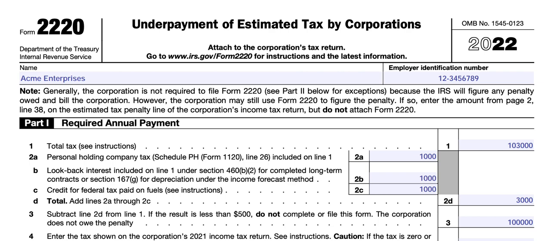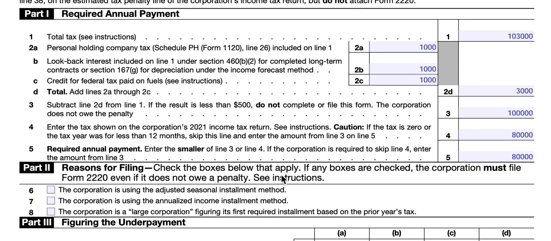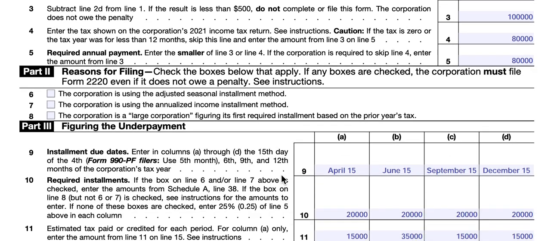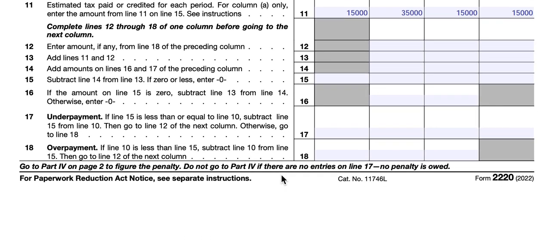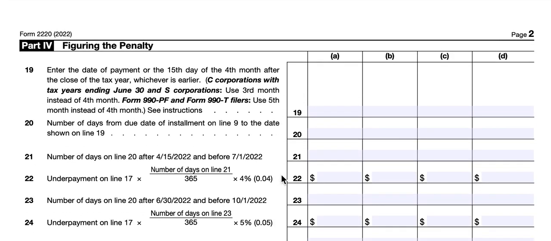So there are 4 parts to the tax form itself. There's Part 1, which is the required annual payment. There's Part 2, which is reasons for filing. Part 3, which is calculating the underpayment. And then Part 4, which is figuring the penalty itself.